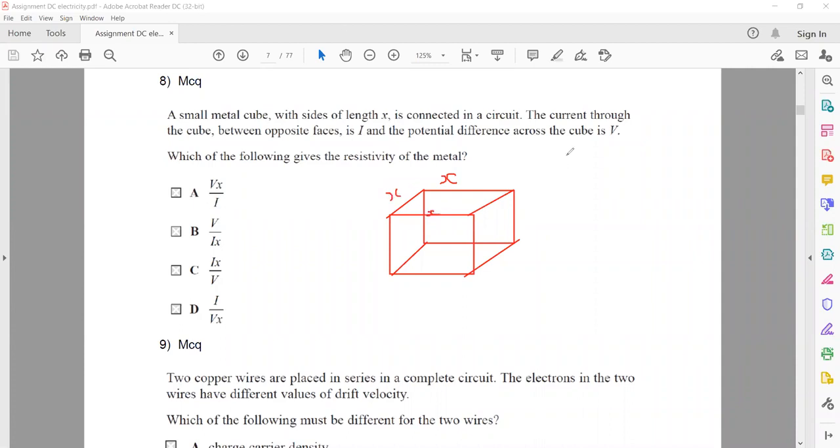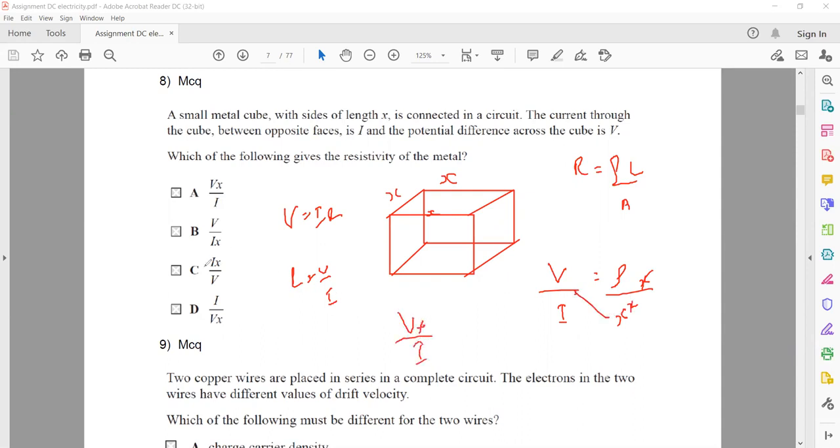So the formula which relates resistance with resistivity is R equals rho L by A. And the formula which relates voltage and current with resistance is V equals IR, so R equals V divided by I. When we compare the two equations, V divided by I equals rho, length is x, and the area is x into x, so it will be x squared. One x will cancel, so it will be Vx divided by I. So it matches with option A. So for question 8, A is the right answer.